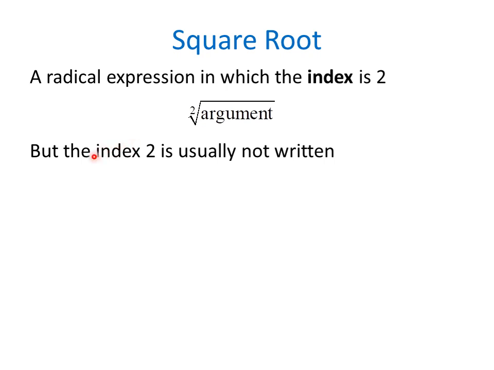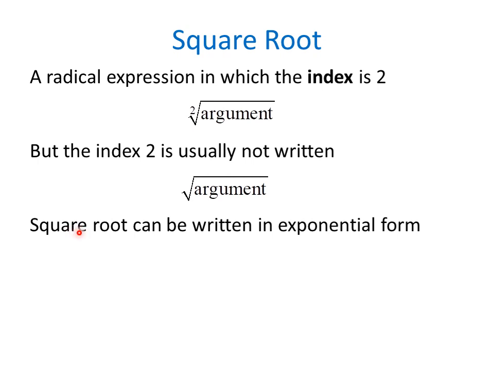In the case of square root, however, the index 2 is usually not written, such that the radical symbol itself is used to signify the square root. So this form or expression is read as the square root of the argument.